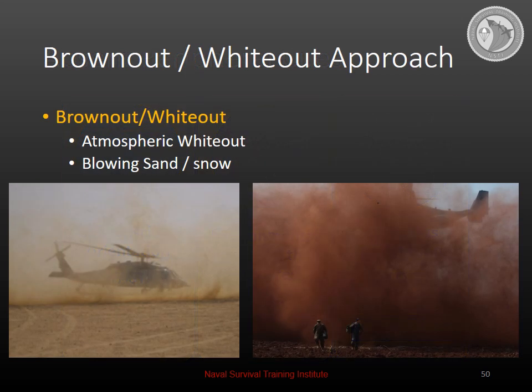So one of the conditions, especially for the folks who go rotary, might encounter is brownout or whiteout. This comes when there's any kind of particulates in the air that blow up and obscure your vision. It could be snow just falling, potentially even rain, but especially in the landing environment, blowing sand or blowing snow from the rotor wash or the downwash from that aircraft, completely obscuring your peripheral vision. This can be a pretty dangerous situation.